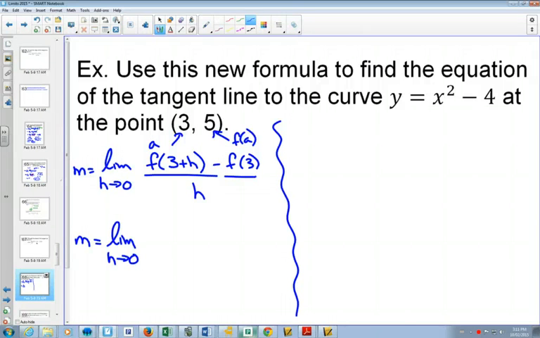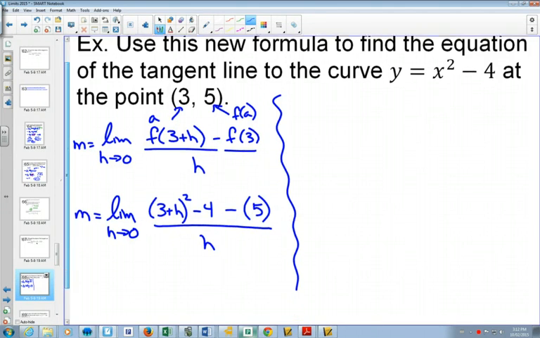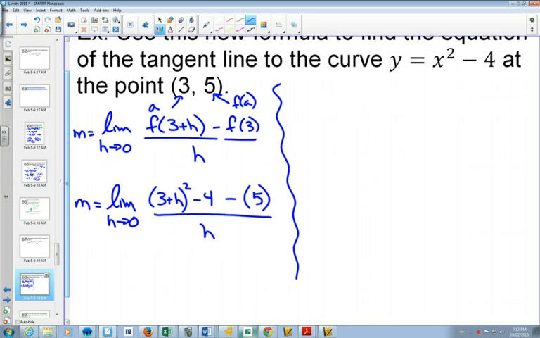And this is where I think this formula is a little bit messier, because what is f of 3 plus h? That would be plugging in 3 plus h where the x is. So you would have 3 plus h all squared minus 4, minus, and f of 3 we already know is 5, all over h. I'm going to pause right here, because if there's a place where you're going to get a little bit confused in this notation, it would be at that step.